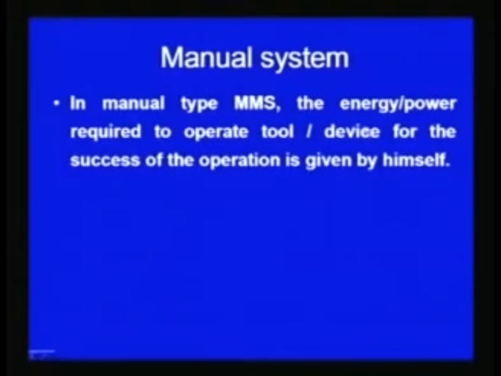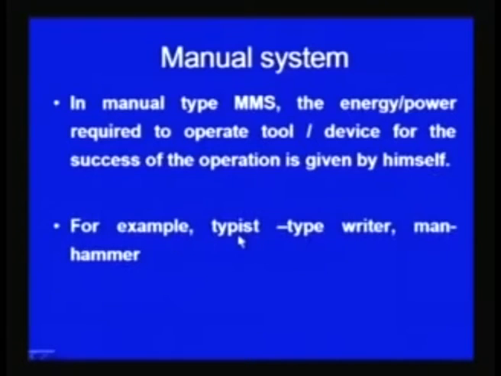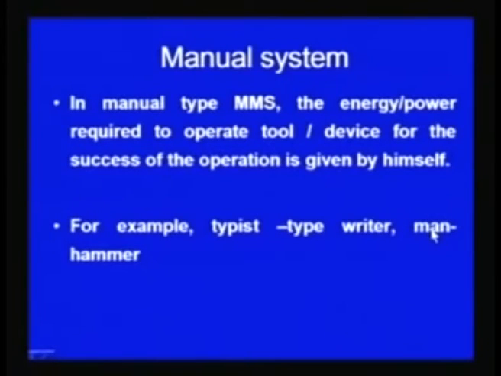Manual systems are those in which the energy or the power required to operate the tool or device for success of operation is given by the operator himself. For example, the typist working on the typewriter or the man with the hammer. The hammer is operated by the man to give the desired shape to the raw material. So, here the desired force is applied by the typist for the typing, and the desired force or the energy is delivered by the man for handling the hammer and to get the desired results.